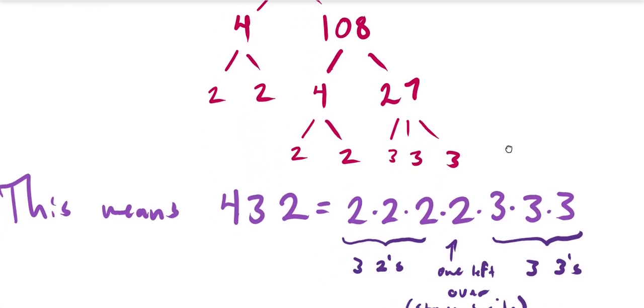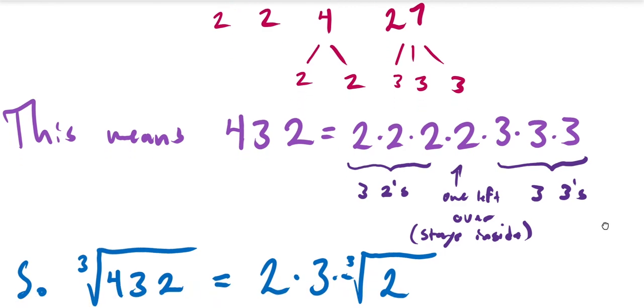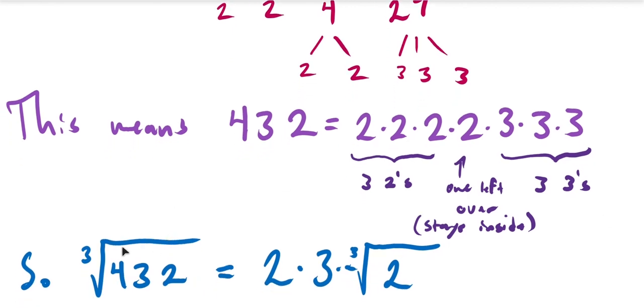I want the prime numbers that we list on the bottom here. Now, there is 1, 2, 3, 4 twos, so 2 times 2 times 2 times 2, and then 3 threes, 3 times 3 times 3. So 432 is 2 times 2 times 2 times 2 times 3 times 3 times 3. Now, where do I see 3 of a kind? Because remember, we're simplifying the radical cube root of 432.